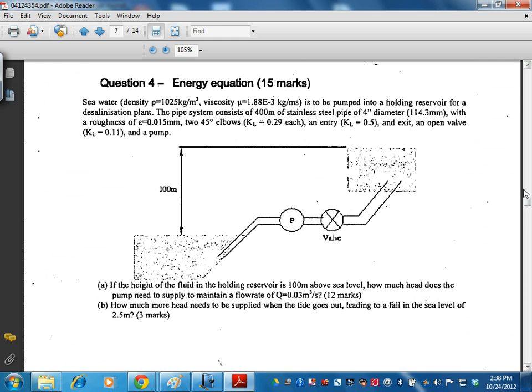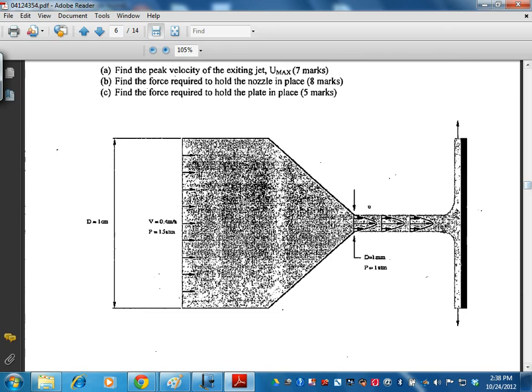Yeah, y is 0. For the plate, also 0, because it's just like your impact jet, half goes here, half goes here.